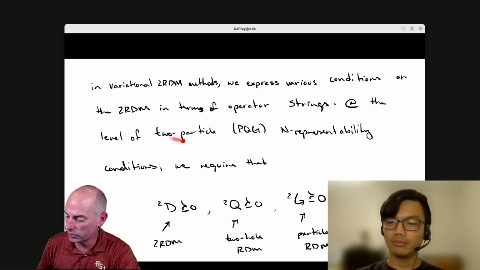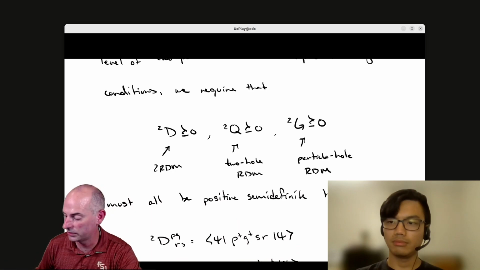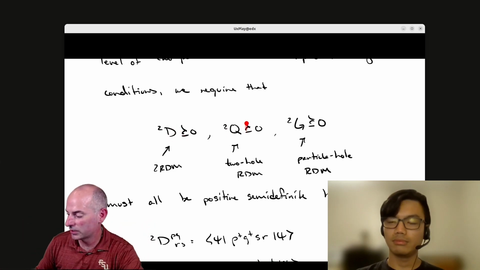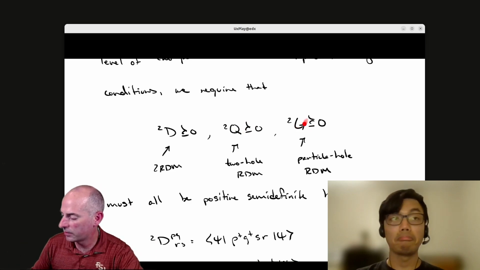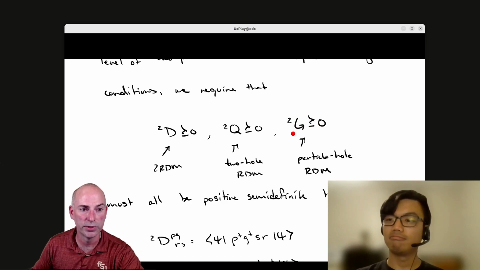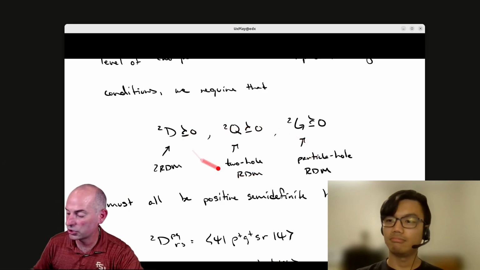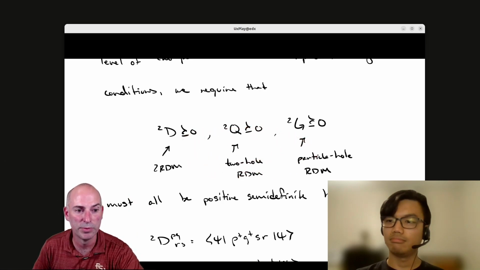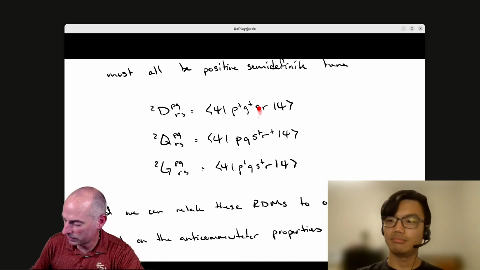There are some 2-particle conditions where a bunch of matrices have to have non-negative eigenvalues. The 2RDM tells you the probability of finding 2 electrons, and a 2-hole matrix tells you the probability of not finding 2 electrons in 2 places. And then a particle-hole RDM gives a simultaneous probability for finding an electron and not finding an electron. All of these things should be positive because they're all related to probabilities, and probabilities can't be negative. It's as simple as that. These are the elements of these RDMs.